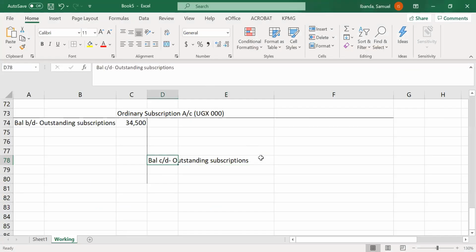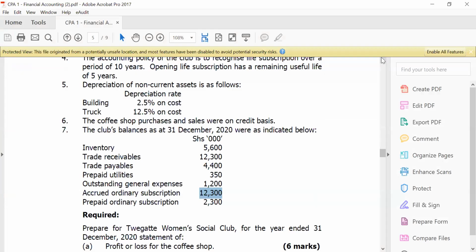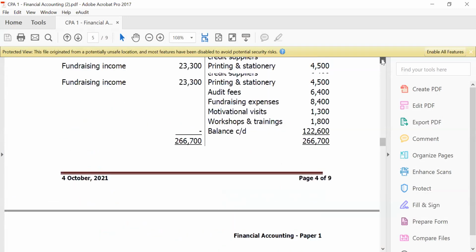You can call it accrued or you can call it outstanding. So I have my value there. So here you can actually even call them accrued. But so you know that these are your outstanding, basically unpaid. So we have that opening balance this side, closing balance that side. That is how we do for the opening outstanding subscriptions. What about the ones that are prepaid?